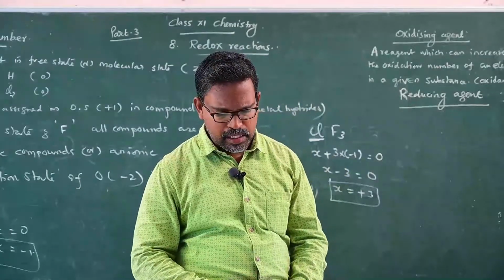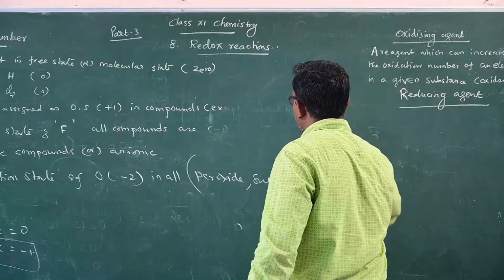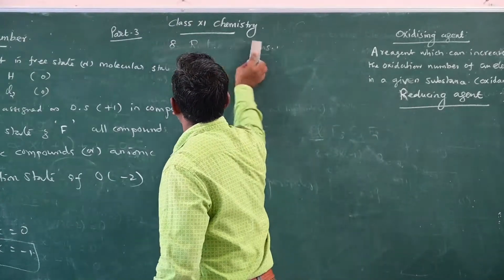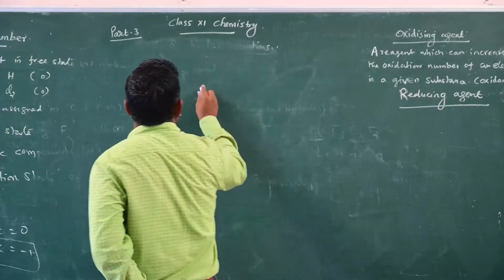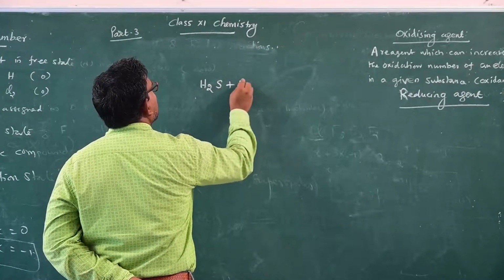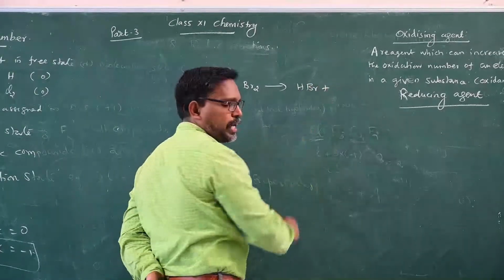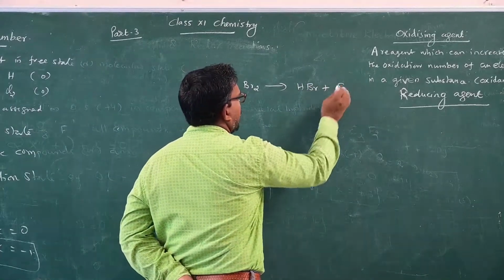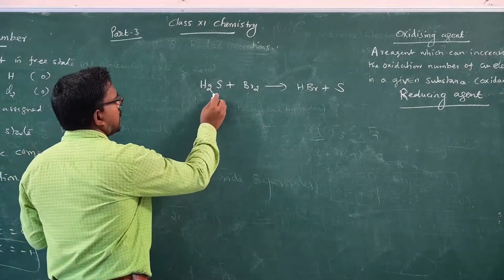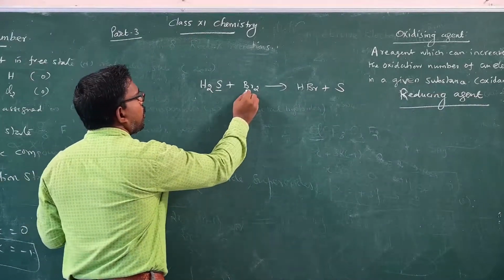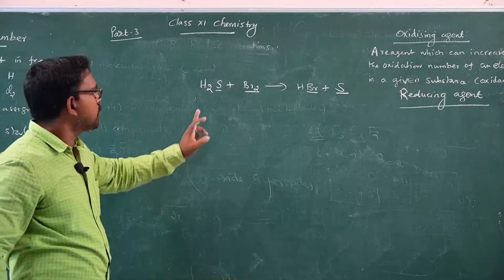Now, I will give a simple example of how oxidation and reduction can take place in a simple process. Oxidation and reduction can take place in a simple reaction, using the equation: hydrogen sulfide reacts with bromine, giving hydrogen bromide and sulfur. Let us consider this reaction. You assign the oxidation numbers of sulfur and bromine. Two parts we are taking, starting with hydrogen sulfide.